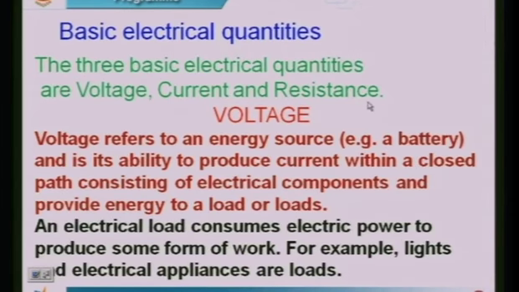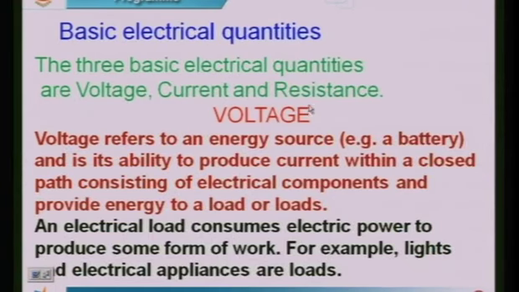Then when it comes to the different parameters of the electrical circuit, it is voltage, current, and resistance. Voltage refers to an energy source, and it is the ability to produce current within a closed loop. An electrical load consumes, so of course, the voltage will be driving current into the load, or it may be loads. What's a load? Load is nothing but a device which converts electrical energy into some useful energy. In that respect, lamps convert electrical energy into light energy, and similarly the electrical appliances are also the loads.